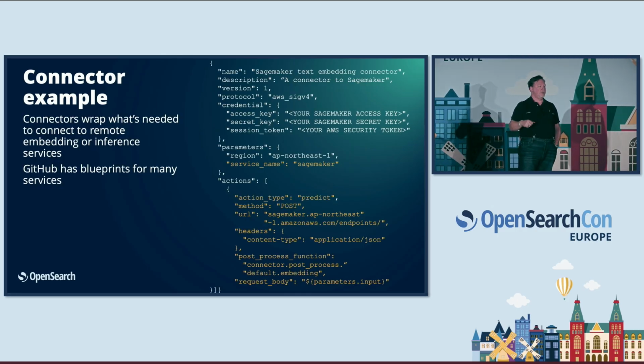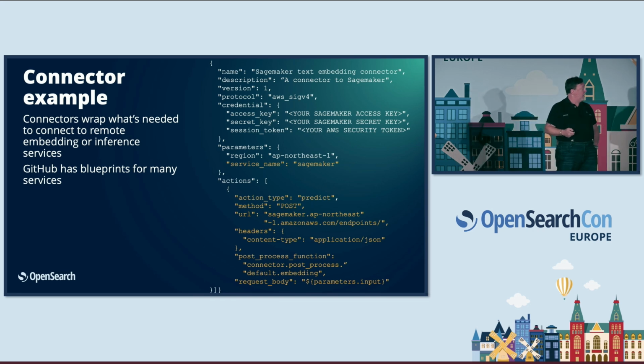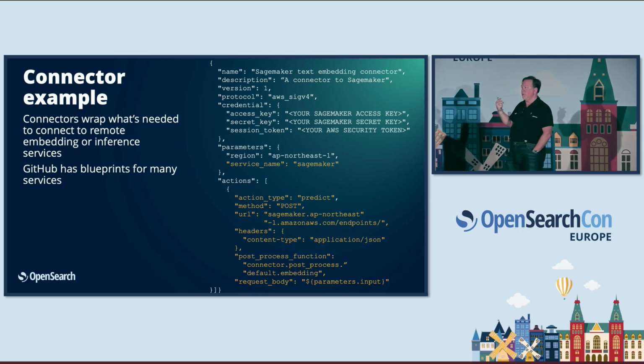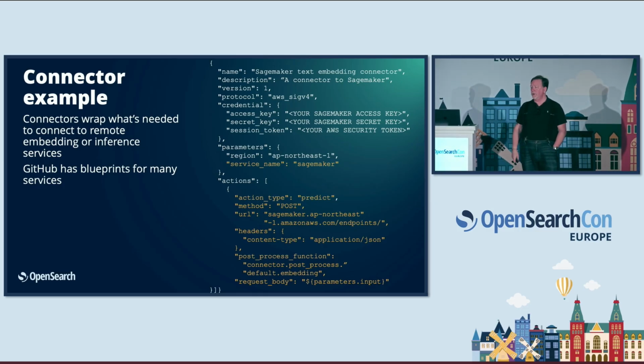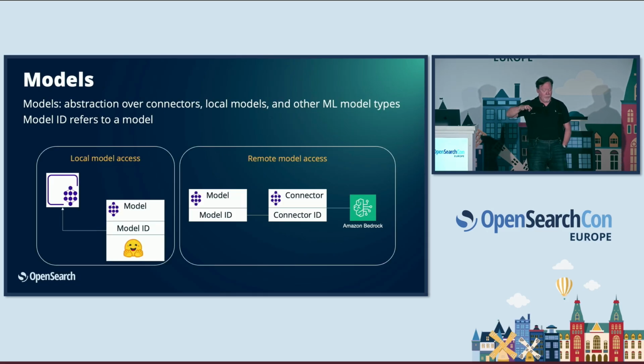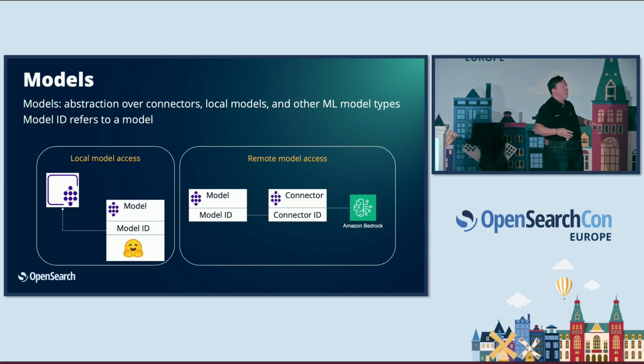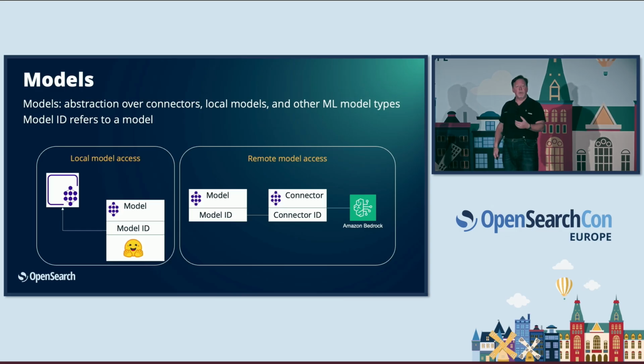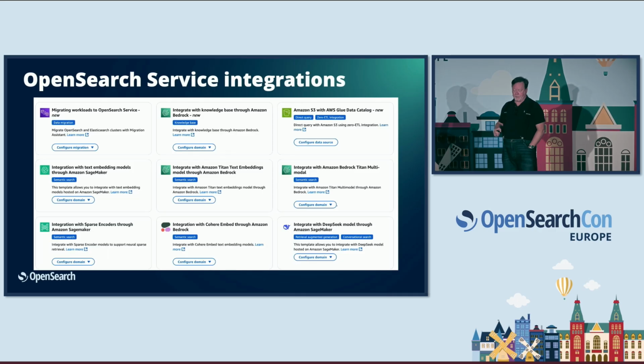Quick example, just so you can see a connector. Main things here, again, we have credentialing, we have actions, and this is where the model gets invoked. You deploy this thing in OpenSearch, and it gives you a model ID. Models are the generic way that we refer to any model, right? So you can have local models that are running on an ML node in the cluster. You can have remote models that are running remotely via a connector.